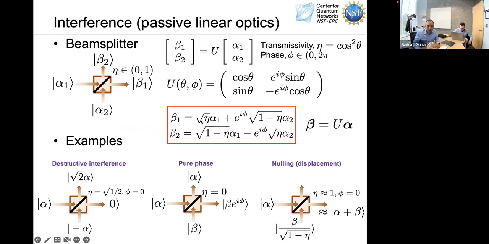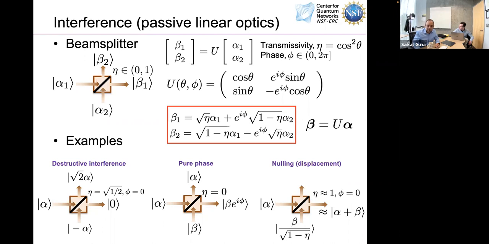Okay. So square root of eta is almost 1. So I'm going to ignore this. Alpha 1, which is alpha. So I get the first term is alpha, plus e to the i phi is 1, because phi is 0, square root of 1 minus eta times alpha 2. This is alpha 2, so square root of 1 minus eta cancels out. So I get beta. So I get alpha plus beta.